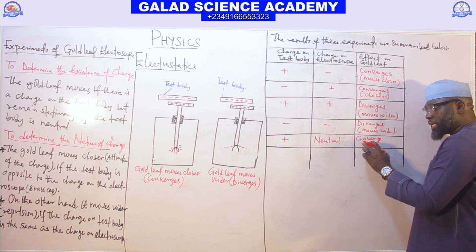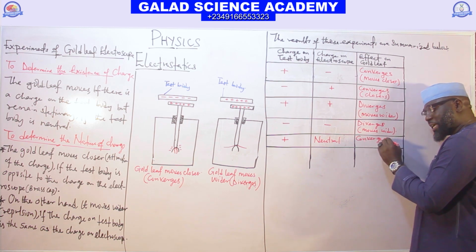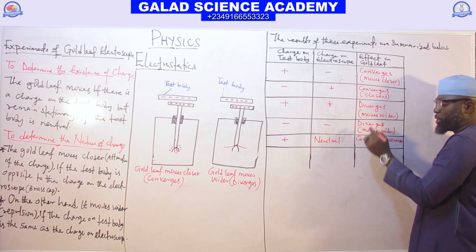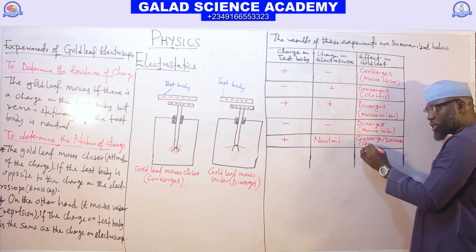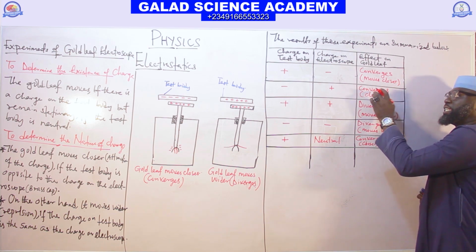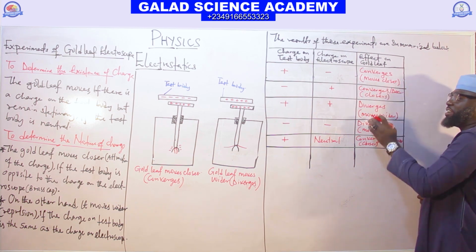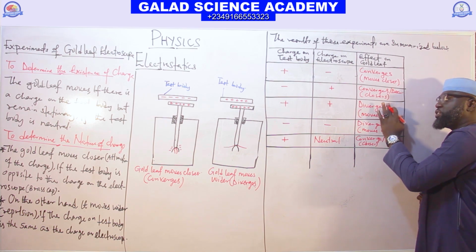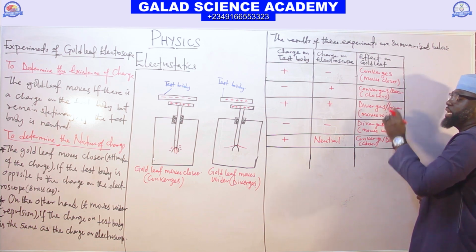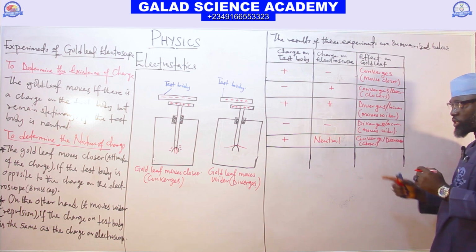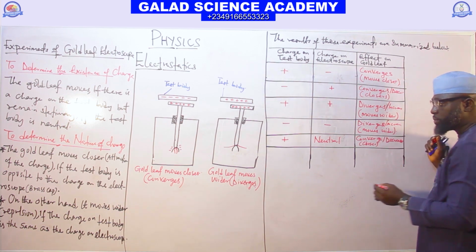Please, if we say something converges, it's the same thing as decrease. Converge means the leaf is moved closer. Anything converge simply means decrease. Please note it. Anything diverge simply means the leaf is increase. Diverge means increase in leaf. Converge means decrease.